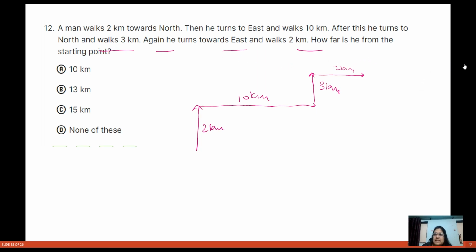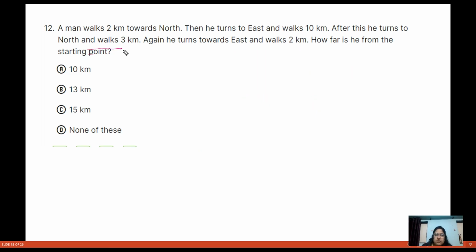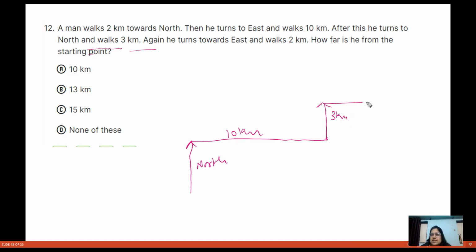So basically what has happened here is, first of all, the man walks 2 kilometers towards the north, no problem. Then he walks 10 kilometers toward the east. After this, he turns to the north and walks 3 kilometers again. Again, he turns toward the east and walks 2 kilometers. How far is he from the starting point?